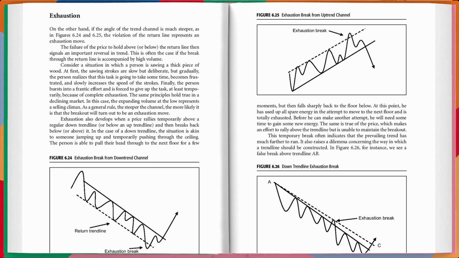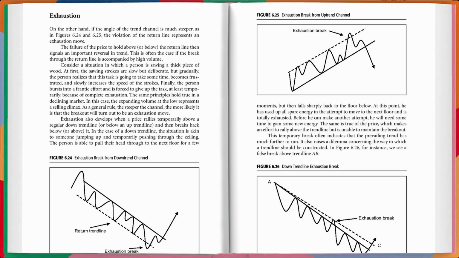In the case of a downtrend line, the situation is akin to someone jumping up and temporarily pushing through the ceiling. The person is able to pull their head through to the next floor for a few moments, but then falls sharply back to the floor below. At this point, he has used up all spare energy in the attempt to move to the next floor and is totally exhausted. Before he can make another attempt, he will need some time to gain some new energy.